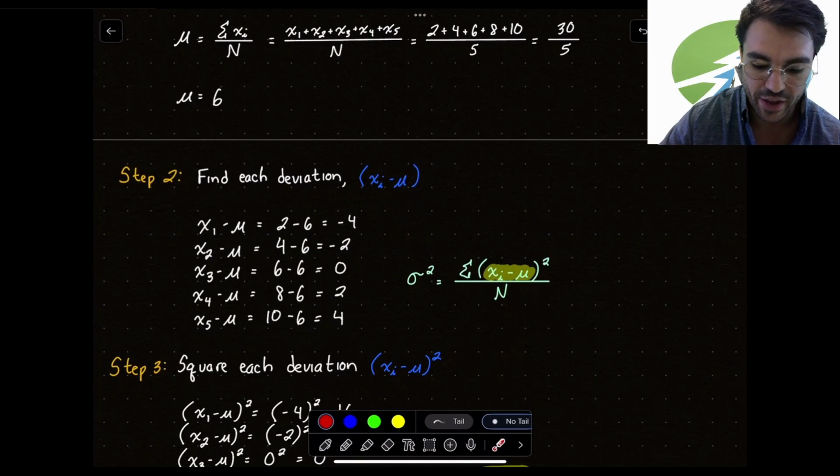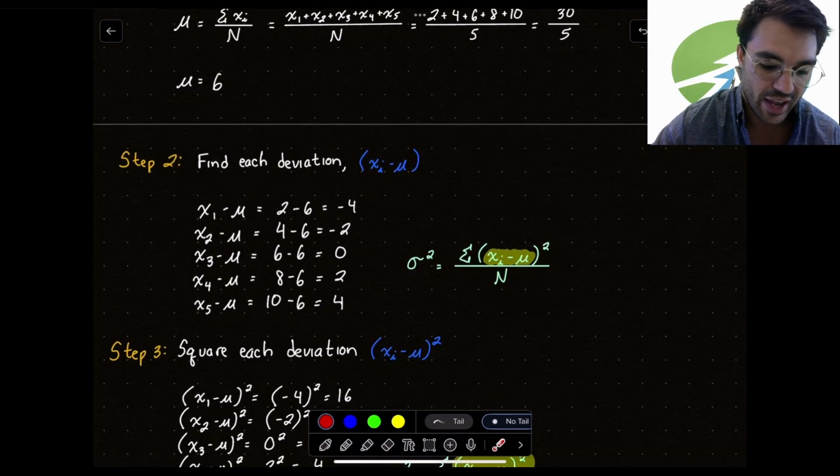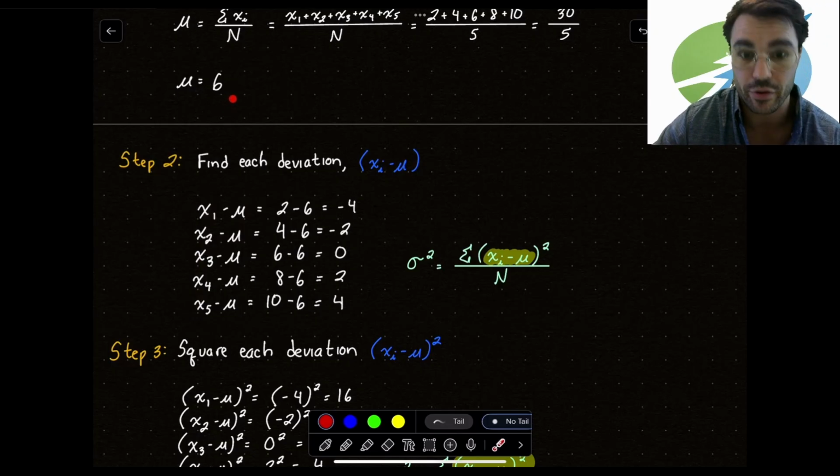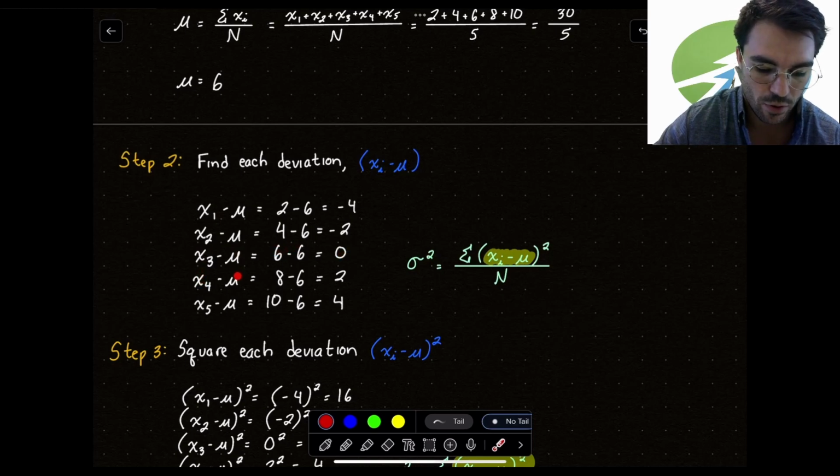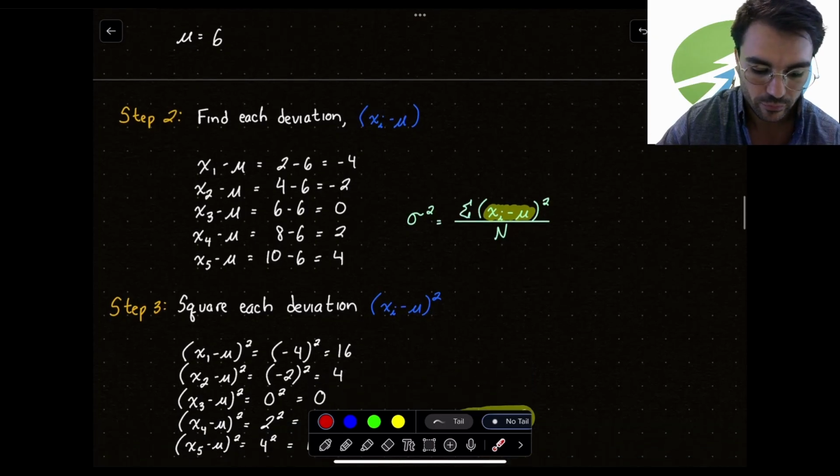Step 2, find each deviation, which is x sub i minus our mean, which is now this part of the equation we're focusing on. So we just take each observation given to us and subtract the mean we found in the previous step. X sub 1 minus mu is 2 minus 6, negative 4. X sub 2 minus mu is 4 minus 6, negative 2. X sub 3 minus mu is 6 minus 6, 0. X sub 4 minus mu is 8 minus 6, 2. And x sub 5 minus mu is 10 minus 6, 4. Okay? And that's this part of the equation as we break it down.